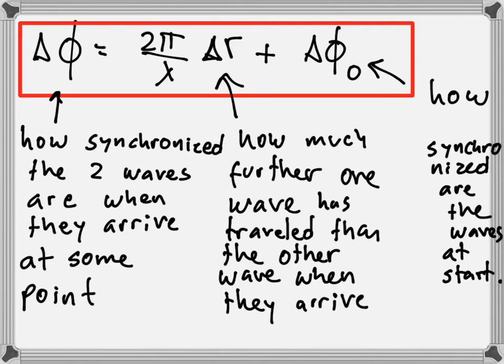When the waves are produced at their corresponding sources, whether the waves are leaving their sources synchronized with each other or not. If they're not synchronized, delta phi naught is going to be a number different from 0. So whether they start the journey synchronized or not, of course, affects whether they arrive synchronized or not. Okay, so the quantity that is going to be crucial in this chapter is delta phi, because delta phi is going to tell us whether the waves are going to interfere constructively or destructively.